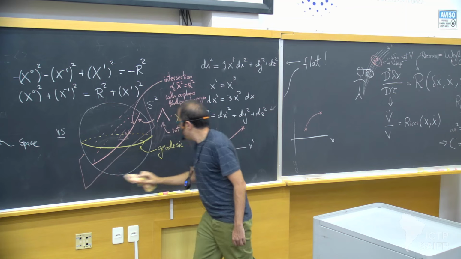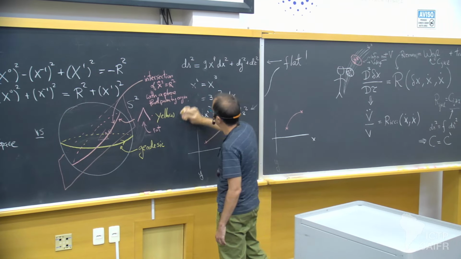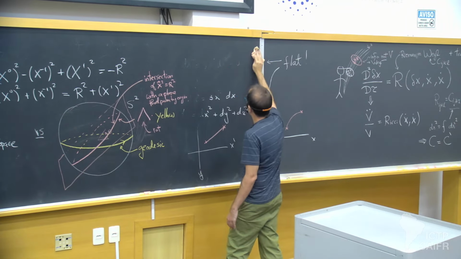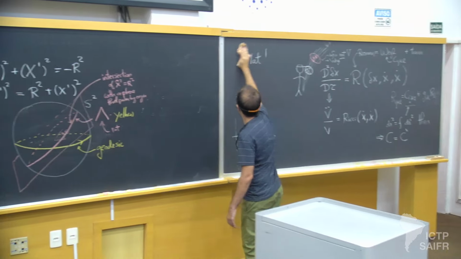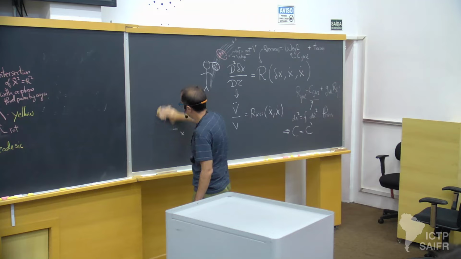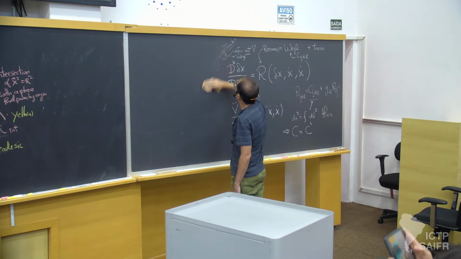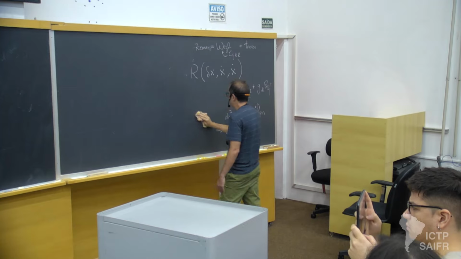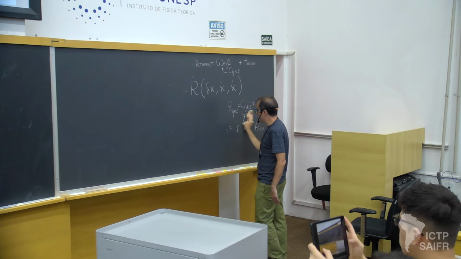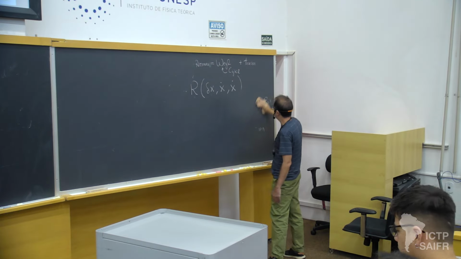OK. Now, we have a definition of AdS. And we want to now start studying this space. What are geodesics in this space? What would an observer living in this space feel like?